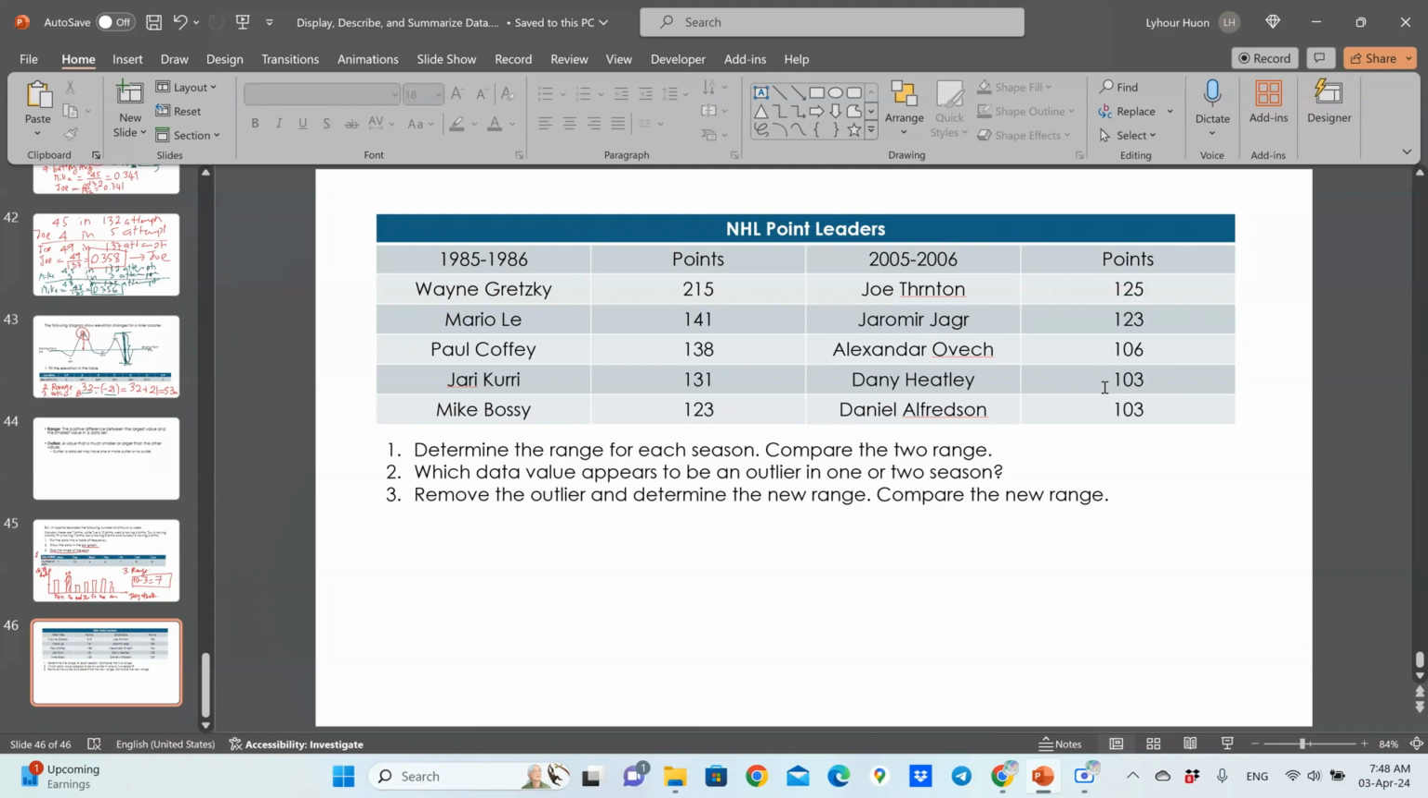215. Yes. Okay, so let's start from number one. Number one, and then number two, and number three. Number three, remove the outlier. If you figure out the outlier, remove it and determine the new range.